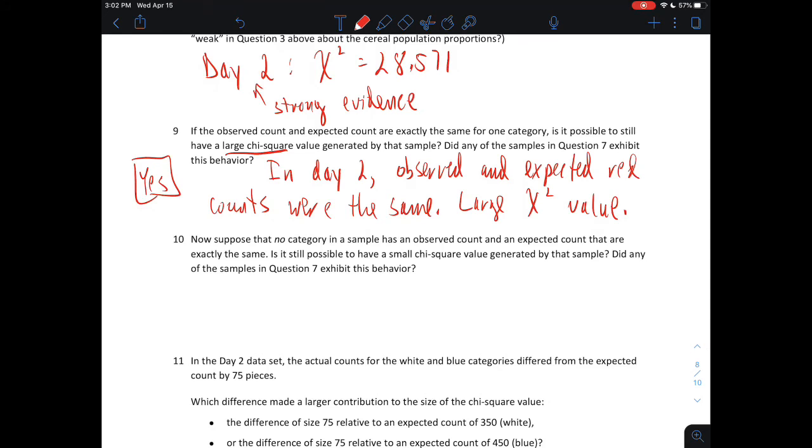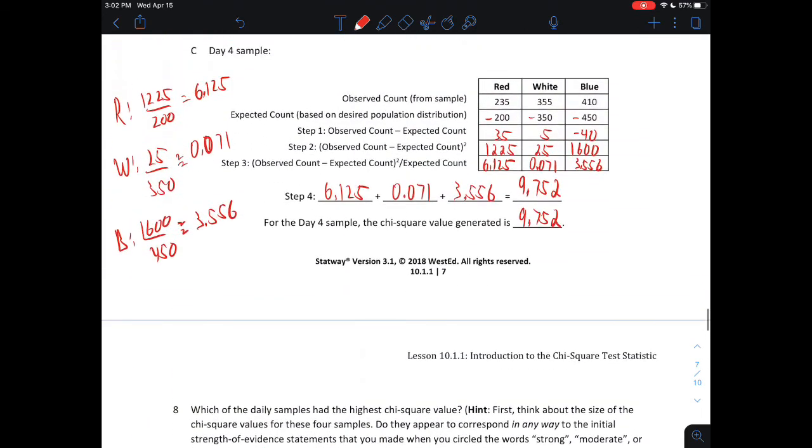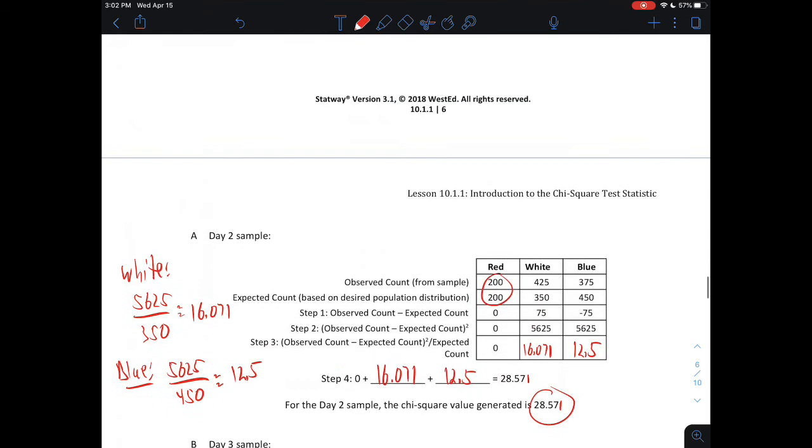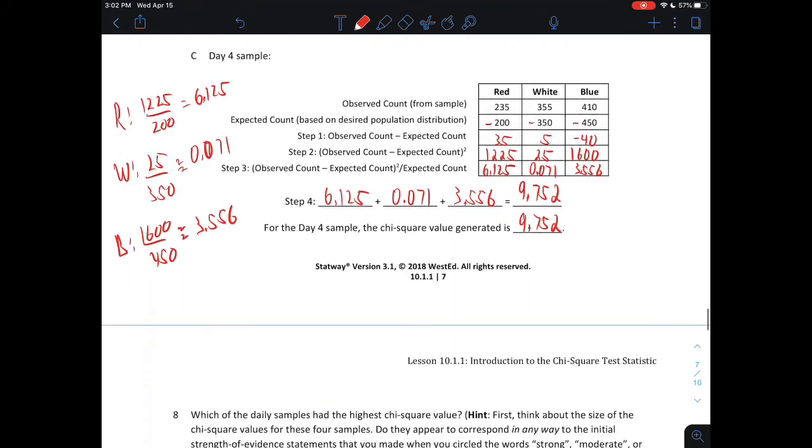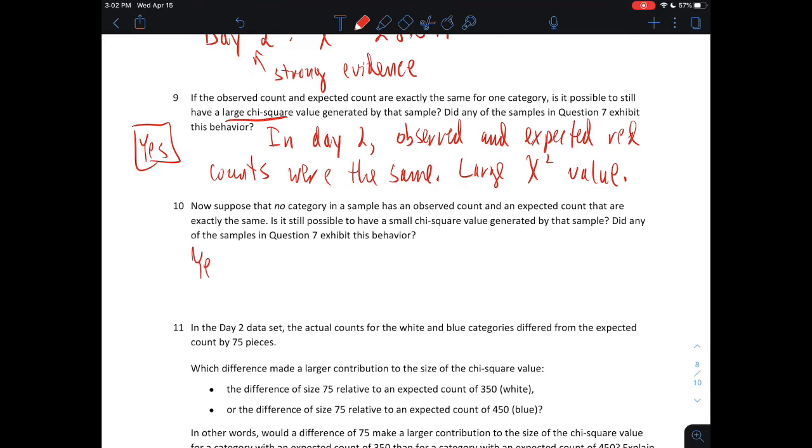So now how about number 10? Now suppose that no category in a sample has an observed count and an expected count that are exactly the same. Is it still possible to have a small chi-square value generated by that sample? Did any of the samples in question 7 exhibit this behavior? So let's take a look at the small chi-square values. Day 3 was small. Day 1 was small. In fact, day 1 was the smallest. And if you notice, day 1, none of the observed counts are the same as what was expected. So the answer for number 10, that would be yes. Day 1 had the smallest chi-square value, and none of the observed counts were the same as what was expected.